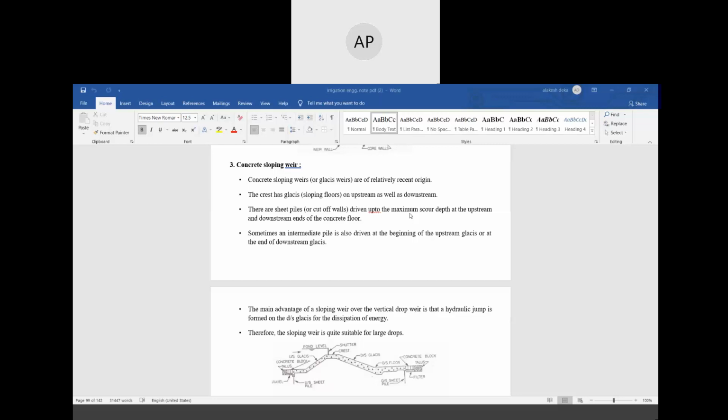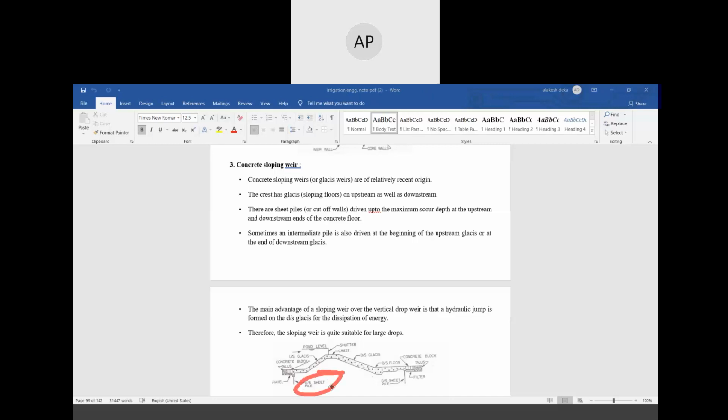Sheet pile. These are used to provide temporary and permanent walls. In the figure you can see the sheet piles here. So sheet piles provide temporary or sometimes permanent walls in construction.